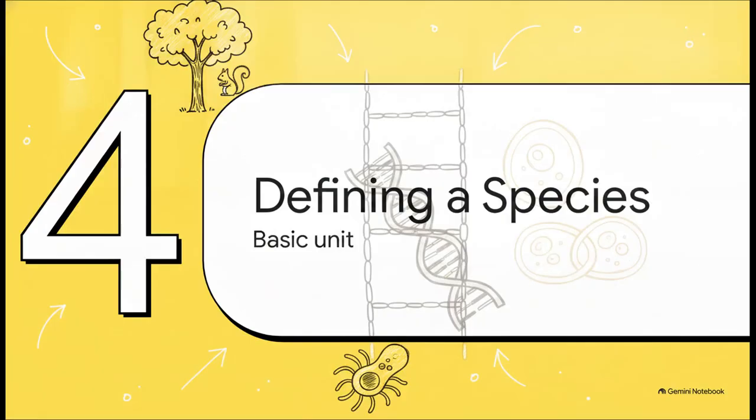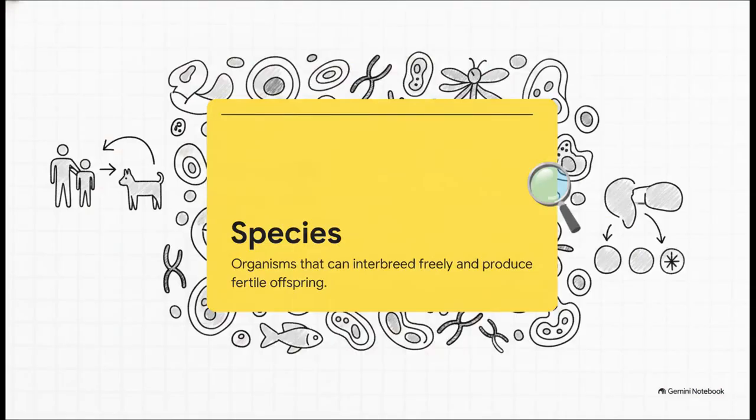Which brings us nicely to section 4, defining a species, the basic unit of classification. Since species is essentially the foundational building block of this entire system, we have to define it incredibly strictly. This definition right here is the ultimate test for biologists. An organism is never just placed into a species based on its looks alone. A true species is a group of organisms that can interbreed freely among themselves, and this is the absolutely crucial part. They must be able to produce fertile offspring.